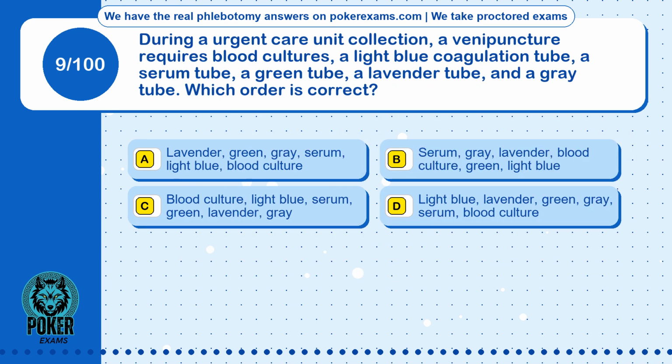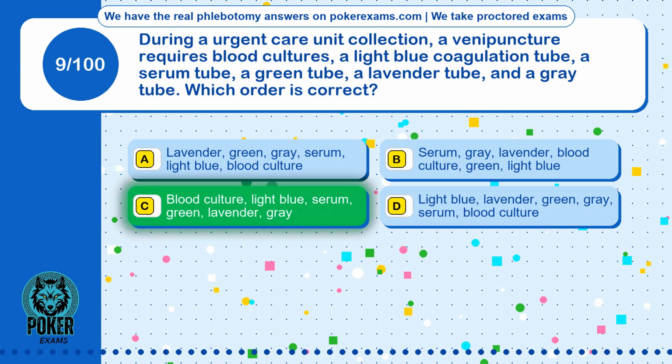Question 9. During an urgent care unit collection, a venipuncture requires blood cultures, a light blue coagulation tube, a serum tube, a green tube, a lavender tube, and a gray tube. Which order is correct? Option A, lavender, green, gray, serum, light blue, blood culture. Option B, serum, gray, lavender, blood culture, green, light blue. Option C, blood culture, light blue, serum, green, lavender, gray. Option D, light blue, lavender, green, gray, serum, blood culture.